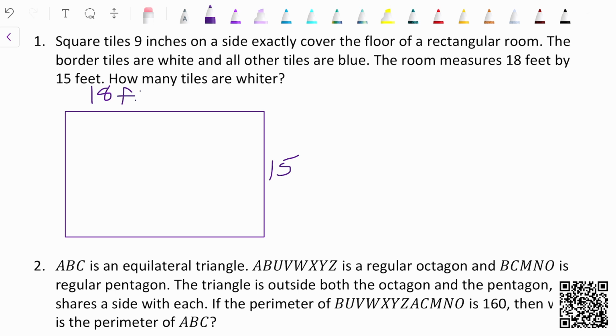So 18 feet, 15 feet. And since our tiles are given to us in inches, we can convert the sides of our room into inches as well, just to make our job doable. So 15 times 12 inches, and this is 18 times 12 inches. I'm not going to solve for these two yet. We're going to continue on in our thought process first.